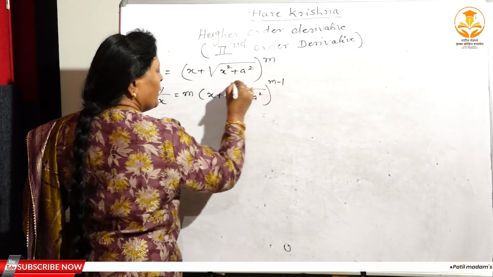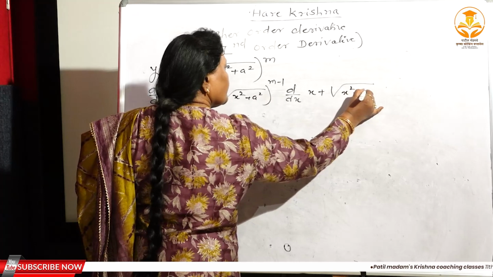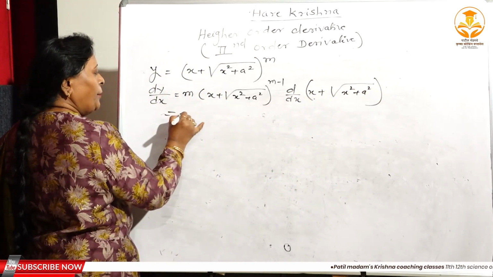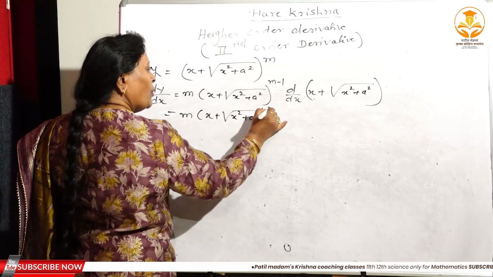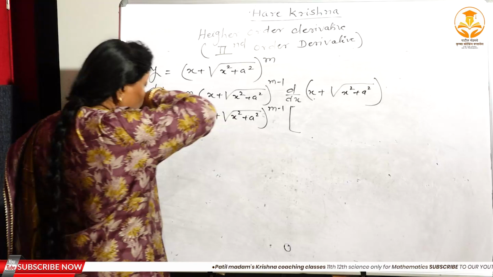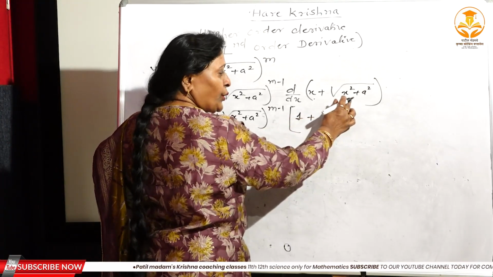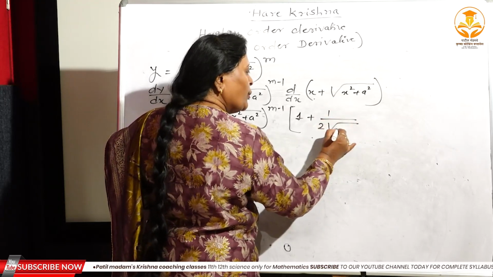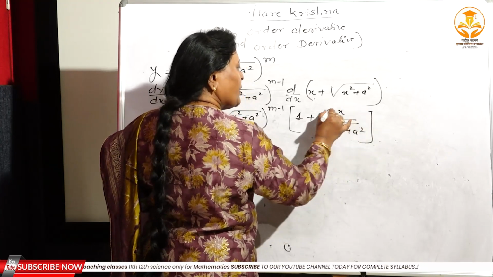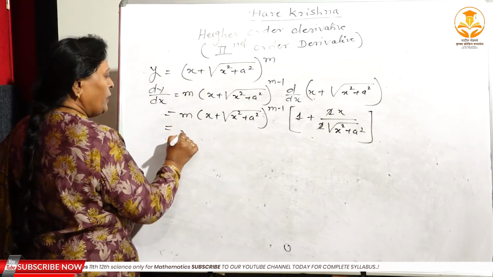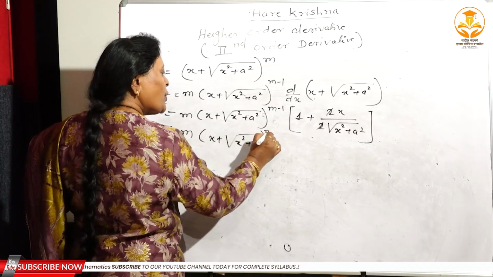Again d dx of, that is what here, d dx of x plus root of x square plus a square, isn't it? Now here m, x plus root of x square plus a square whole raised to m minus 1. Here again the derivative of x, that is equal to 1. Here root u, that is 1 upon 2 root u, means 1 upon 2 root x square plus a square. The derivative of x square, that is equal to 2x, and the a square, that is 0, isn't it?